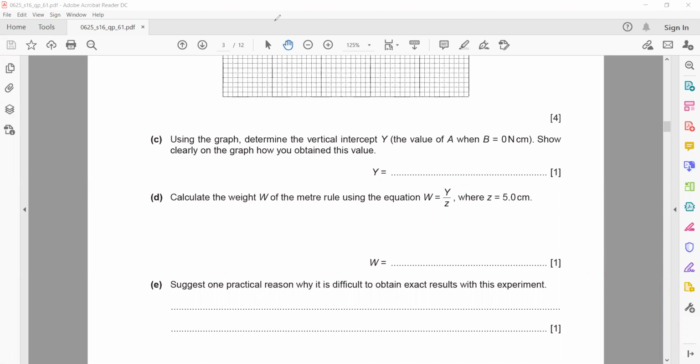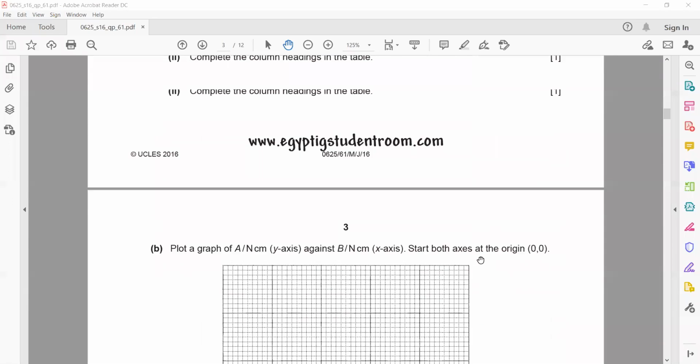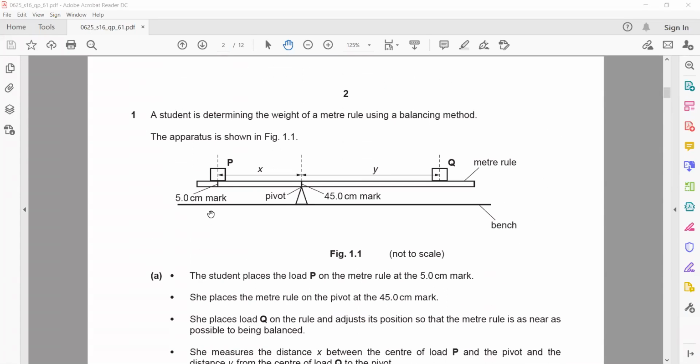Okay. Then suggest one practical reason why it is difficult to obtain an exact result in this experiment. Like in this experiment, what practical difficulty do you find? What might be a practical difficulty when you are doing this experiment?